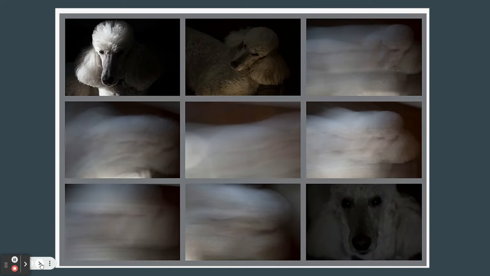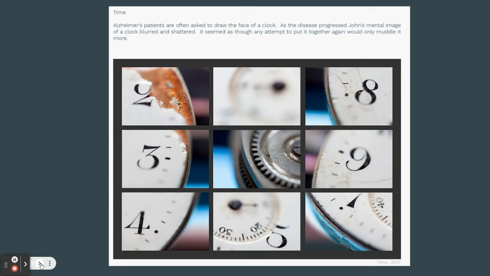Same thing with their dog. Who's forgetting the dog? And I believe we've talked about this in class. Alzheimer's patients are often asked to draw the face of a clock. So she made a bunch of active choices here. What did she photograph? A clock. What kind of clock? Actually, one that's kind of falling apart, right? Just like her husband's memory is falling apart.